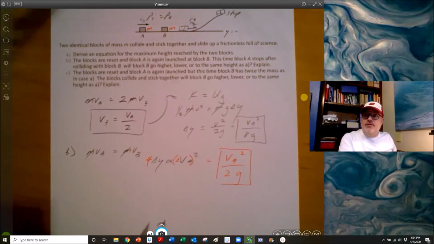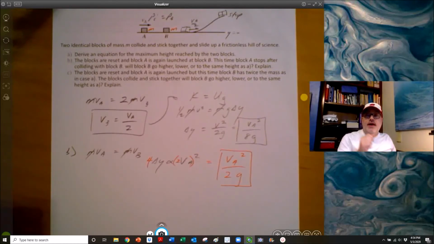Okay, another variation. The blocks are again reset. This time A is launched at B, but B has twice the mass as in case A. Will they go higher, lower, or the same?